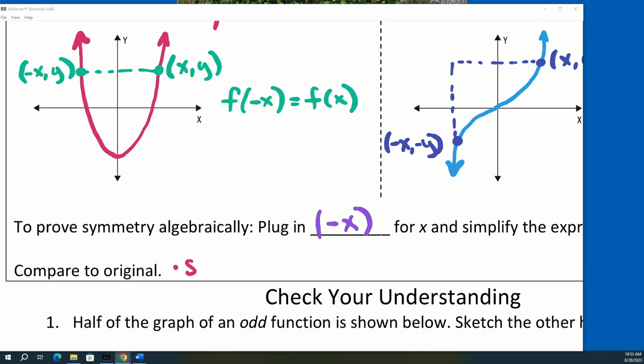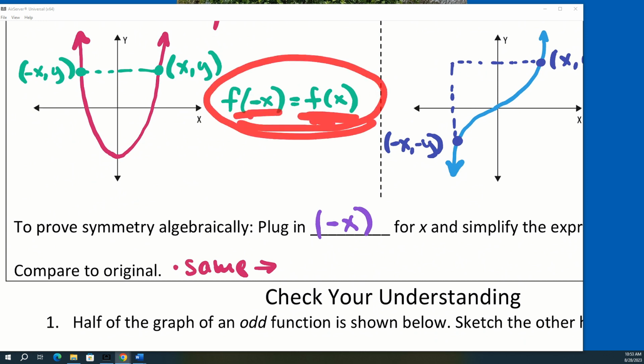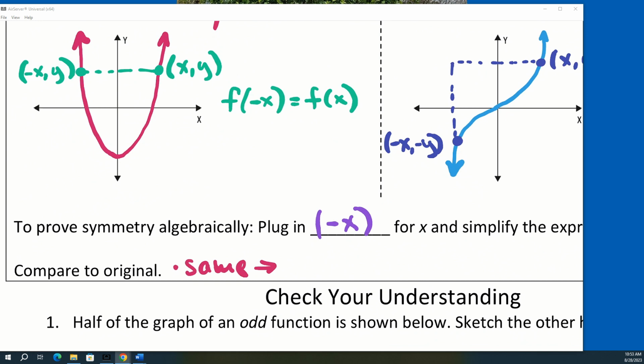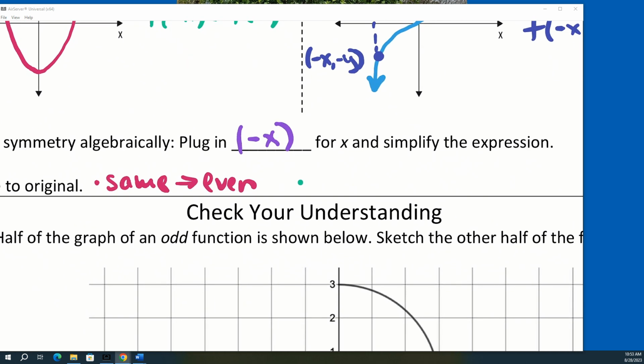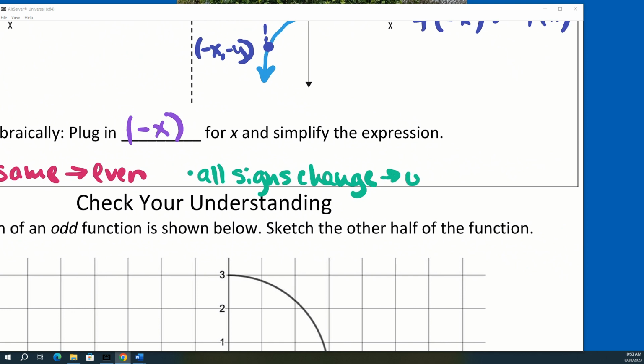So if it is the exact same as the original, what do you think that means? Even, odd, or neither? It's exactly the same as the original. Even. That is even. That is this right here. F of negative x matches up exactly with f of x. So if it's the same, then it's even. Right. Then if you plug it in and all signs change, which means it's exactly the opposite of the original, then it's going to be odd.